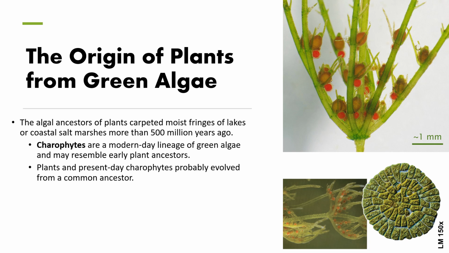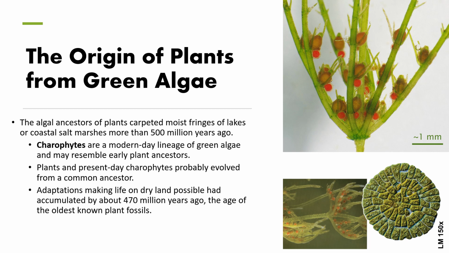ancestors. So the plants and present day charophytes, which we see pictured here, are going to have evolved from a common ancestor. And through a very long period of time, about 470 million years, we have the adaptations making life on dry land possible. Okay, and so the oldest known plant fossils are around 470 million years old.